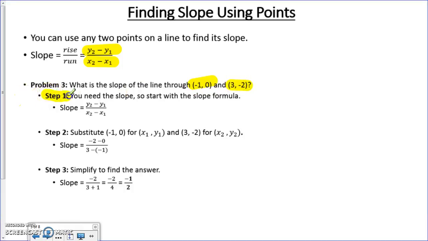So step 1, we need to find the slope, so start with the slope formula. Step 2, substitute (-1, 0) for x1, y1, and (3, -2) for x2, y2. So you substitute those values in here. Pay attention to the minus signs. They stay there regardless of what y1 and x1 are. And step 3 is to just simplify to find the answer. So -2 minus 0 is -2. 3 minus -1 turns into 3 plus 1. Simplify that, -2 over 4, which simplifies to -1/2.